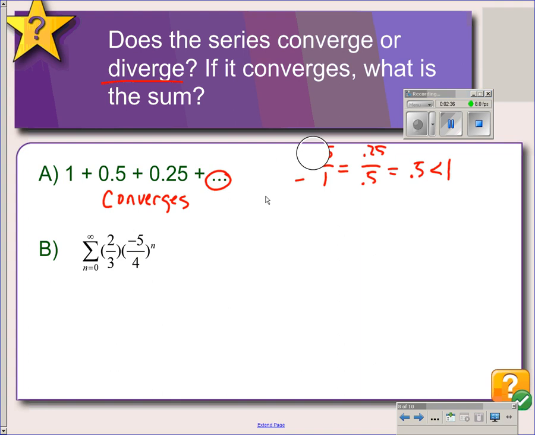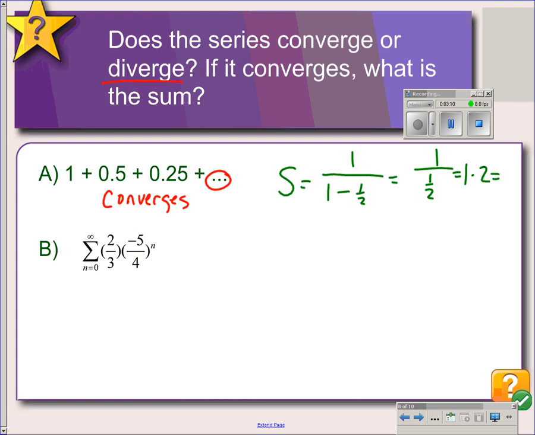Since we know the series converges, then we can find the sum of that series by using our formula. So the sum of the series will be the first term divided by 1 minus the common ratio, which was 0.5. So if we put 0.5 as a fraction, maybe this would be easier. 1 minus a half is a half. And when dealing with fractions, 1 divided by a half is the same thing as 1 times the reciprocal of a half, which is 2. So the sum of this series is 2.